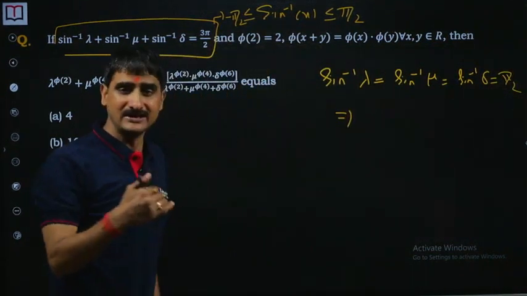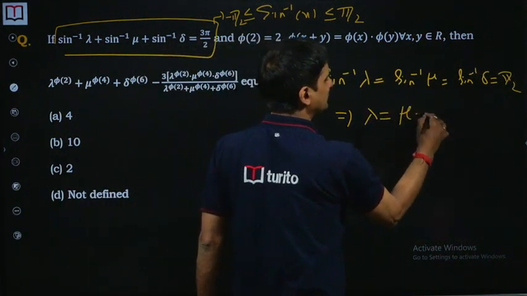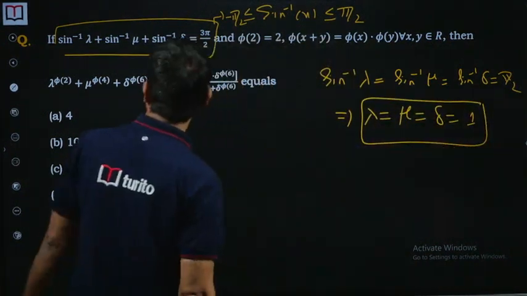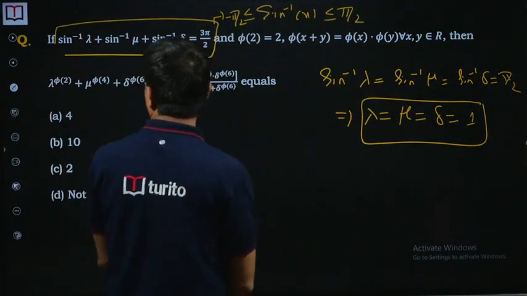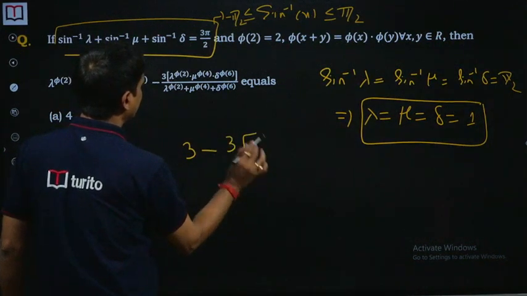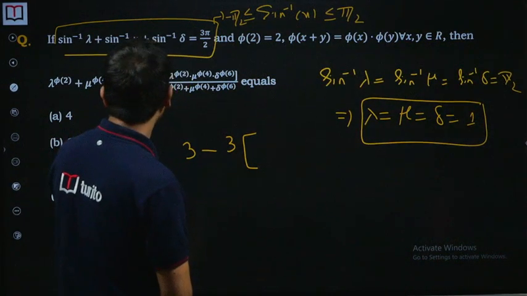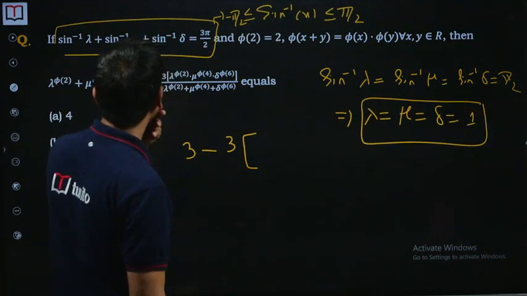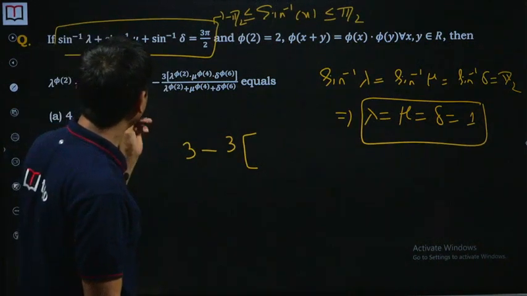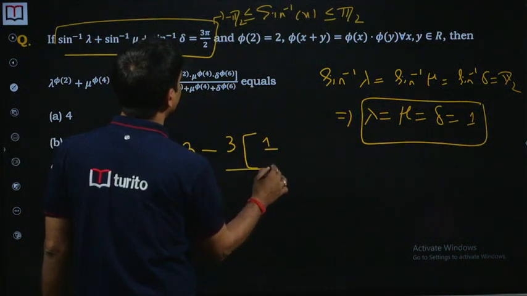So when sine inverse gives us the value pi by 2 at 1, delta is equal to mu is equal to lambda is equal to 1. So they are all 1. So whatever value, it doesn't matter. So it's 3 minus 3 times, they are all 1, no? So delta raised to the power 2 into 1 into 1 into 1. So it's 1 upon 3.